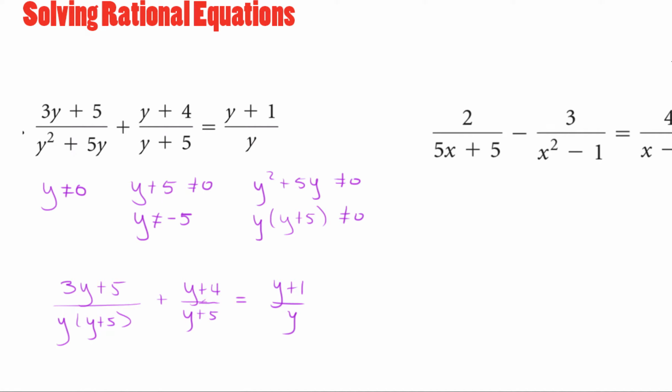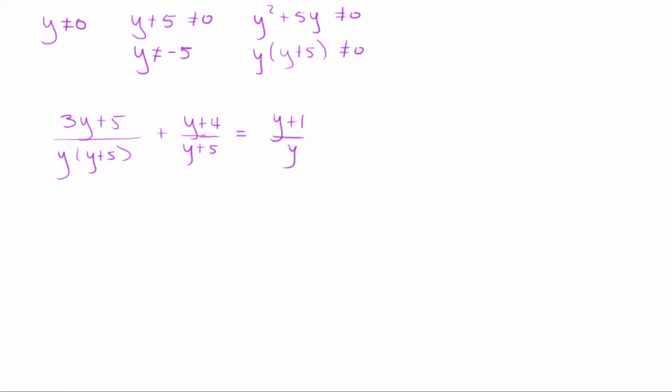Now, in order to add fractions, what do we always need? We always need a common denominator. But here, the denominators are not numbers. They're variables. And that's okay. The only thing you want to notice is that the least common multiple between y plus 5, y plus 5, and y is y times y plus 5. So that means that I have to multiply this expression by y and this one by y plus 5.